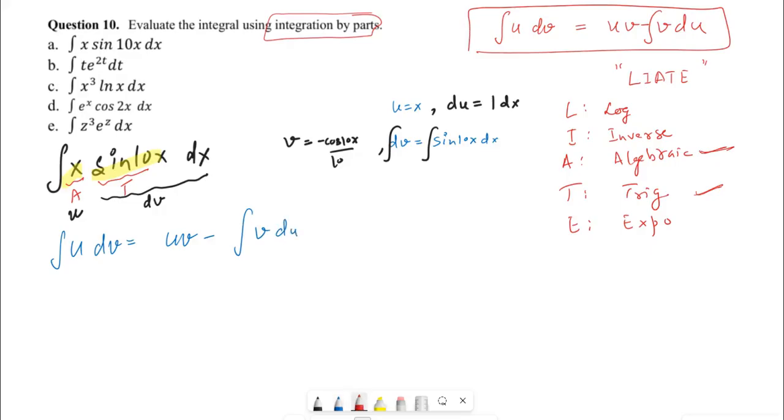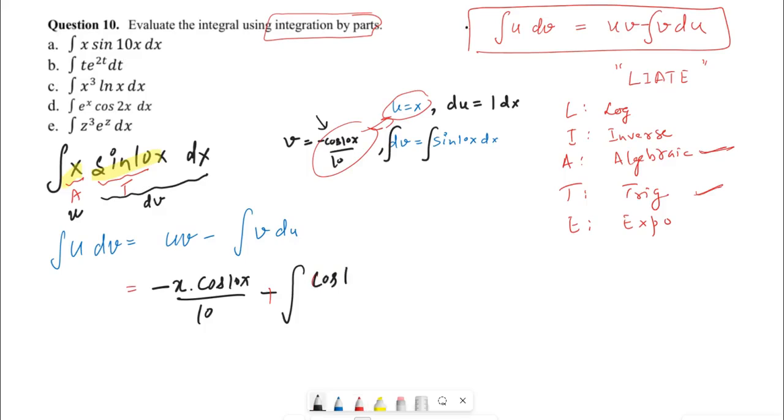So let's look at u, v, multiply these two and write it here. So x times negative cosine 10x by 10, minus integral of v. V is this one. So negative, negative, negative, make it positive, cosine 10x by 10 times du. Du is just 1 dx.